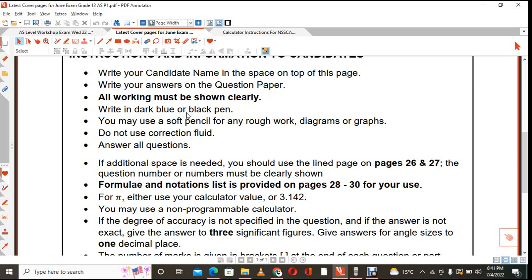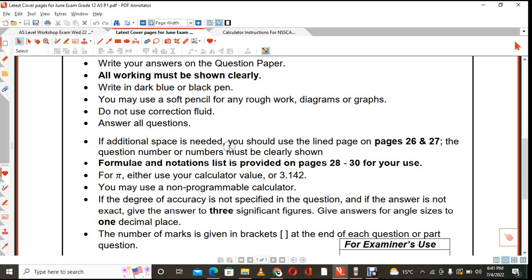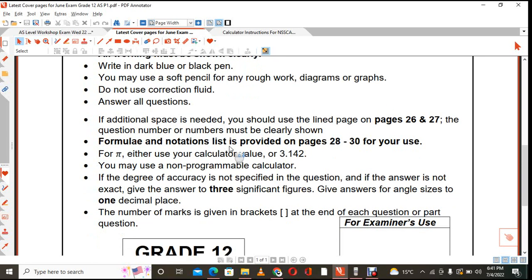And you will see when I go to that, I have a presentation about that, so you can know which calculators are allowed and not. All right, and don't use things like correction fluids and highlighters and all those kind of stuff. And for the purpose of this paper, you will see that on page 26 and 27, I have additional papers there, additional space when you need it. You go to those lined pages and then you can continue working like that.